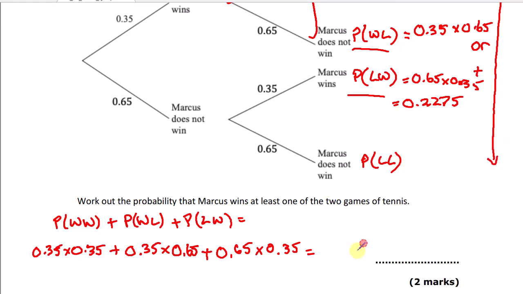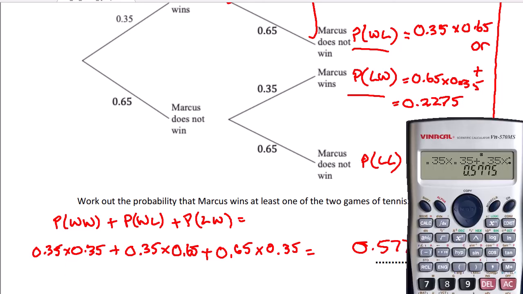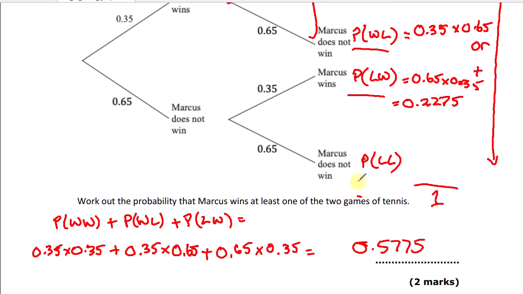Now there is another way to get this answer. All of these probabilities together coming down would have to actually add up to 1. So the total here is 1. So if I could calculate this bottom line, 0.65 times 0.65, and take it away from 1. So 0.65 times 0.65. This is the probability of a lose. That's 0.4225. And if you take that away from 1, you get the same 0.5775.